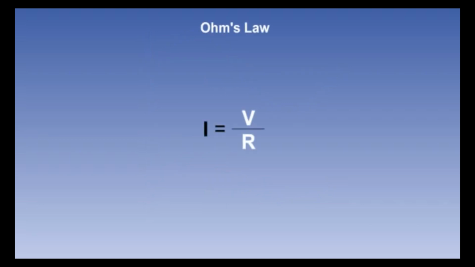In a DC circuit, the current flow is directly affected by the applied voltage and circuit resistance in the relationship formulated by Ohm's law, I equals V divided by R. That is to say, the current is directly proportional to the voltage and inversely proportional to the resistance.